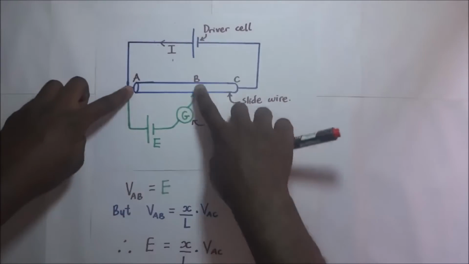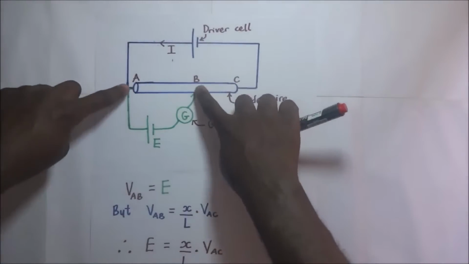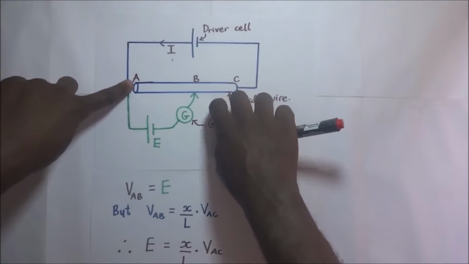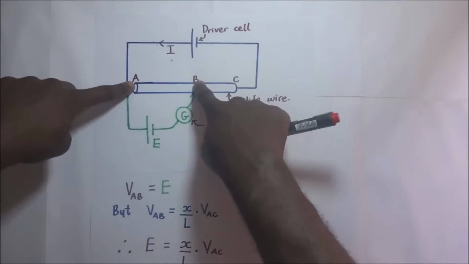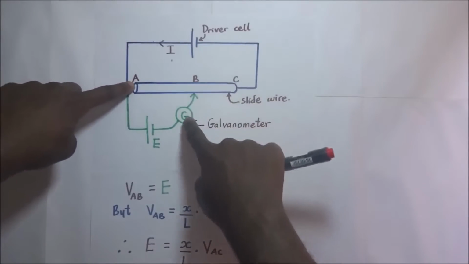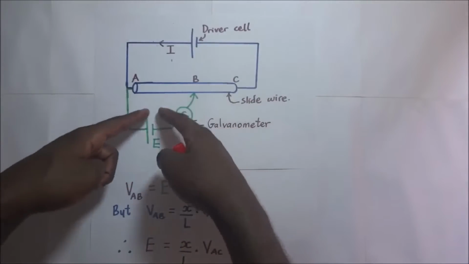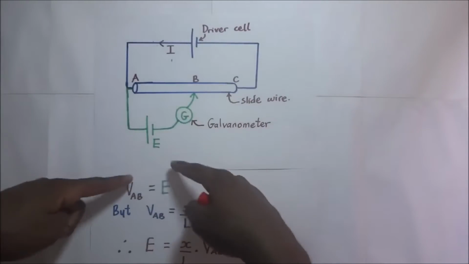So when this balance point is achieved, the potential difference between A and B, the balance point, this being the balance length, is going to be equal to the potential difference across whatever is in the secondary circuit.